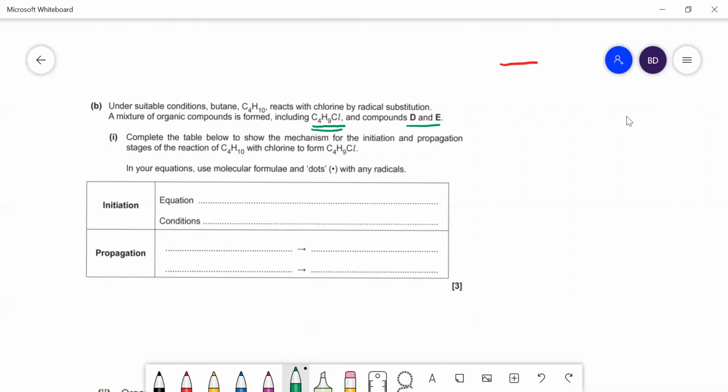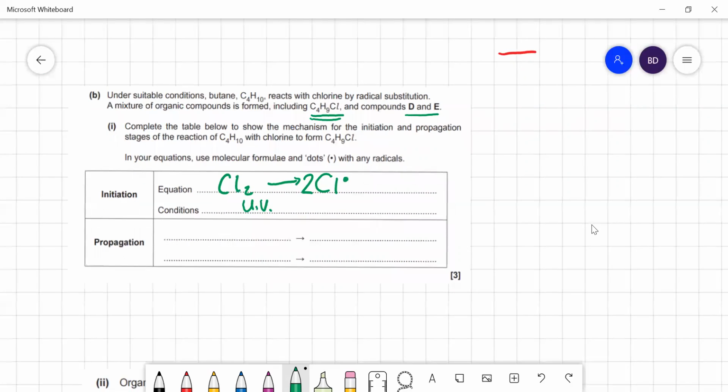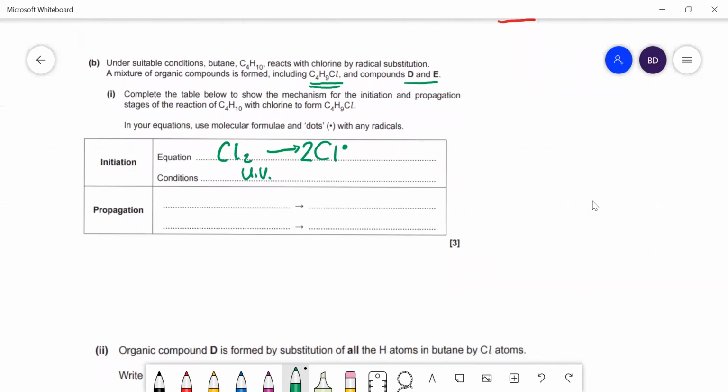Right, initiation. You always get the chlorine molecule breaking up to form the two free radicals. So that's Cl dot, and there's going to be two of those. The conditions you need for that are obviously going to be UV light. Now propagation. The chlorine free radical, I'll write it down at the bottom to give me a bit more space, is going to react with the butane molecule. We can use molecular formulae here, so we don't need to draw structures.